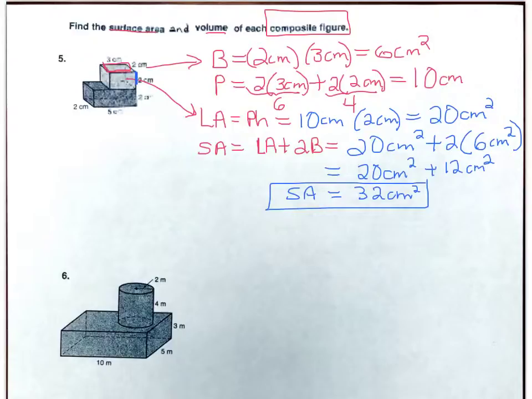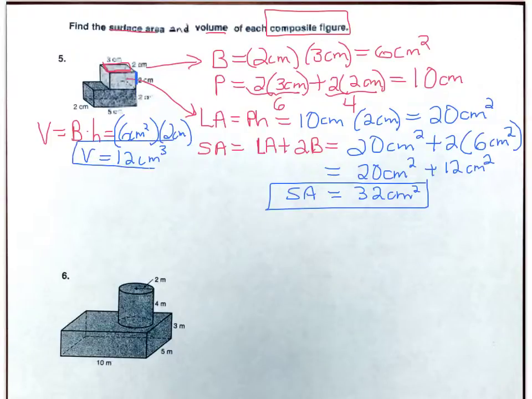Okay, now something else I need to get from the first figure is the volume. Sorry, guys. So the volume of the first one, the formula is area of the base times the height. So the area of the base is 6 square centimeters times the height, and that is 2 centimeters. So when you multiply those two, it's 12 cubic centimeters. So that's the volume.